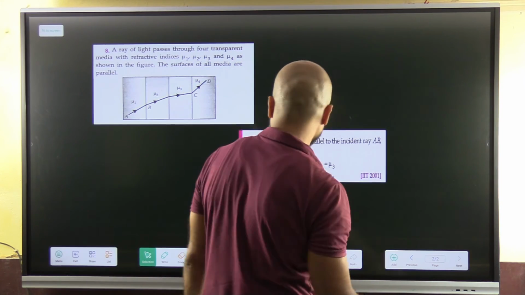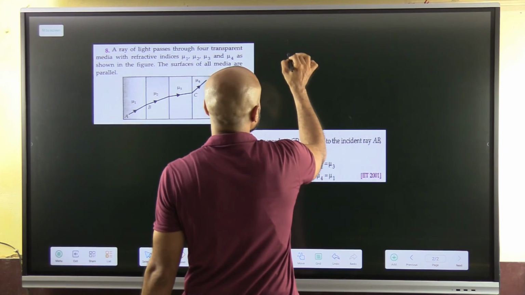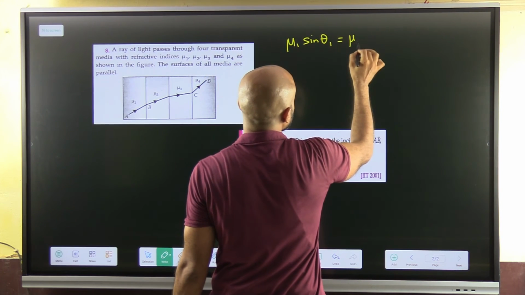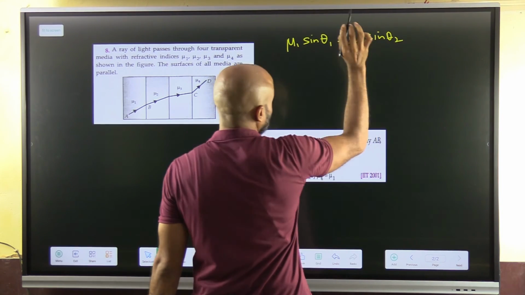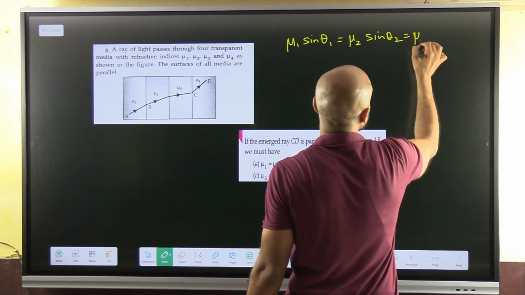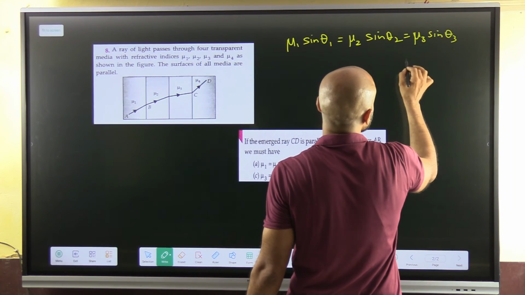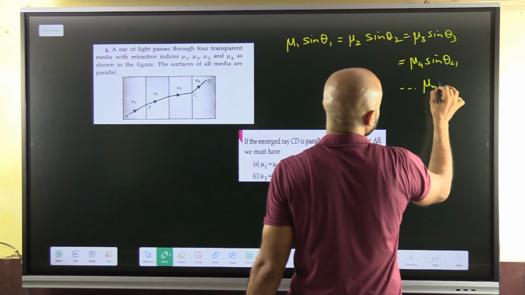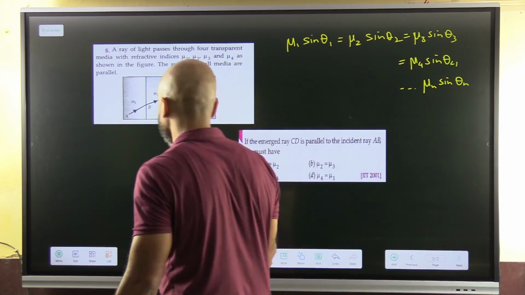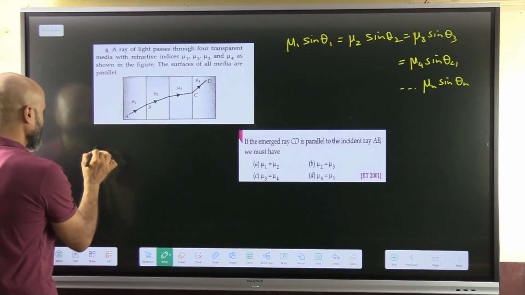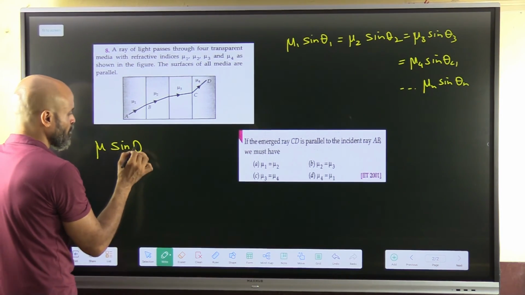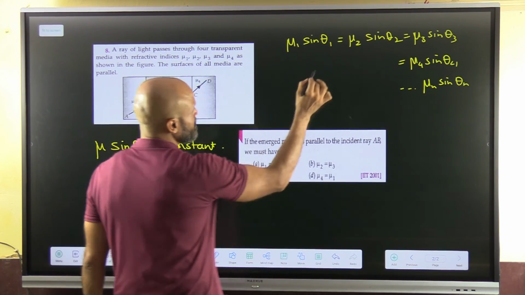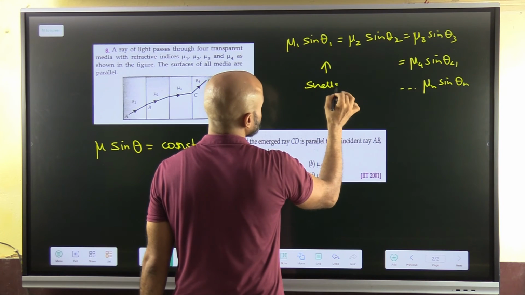Now we know that whenever a ray of light passes, by Snell's law, mu1 into sine theta 1 will be equal to mu2 into sine theta 2, and this will be equal to mu3 into sine theta 3, and equal to mu4 into sine theta 4, and so on till mu n sine theta n. So whenever a ray of light passes from one medium to another, the product of mu sine theta will be a constant. This is as per Snell's law.